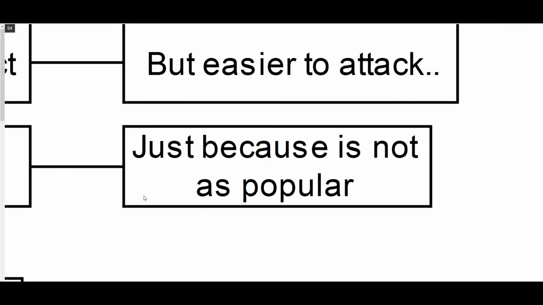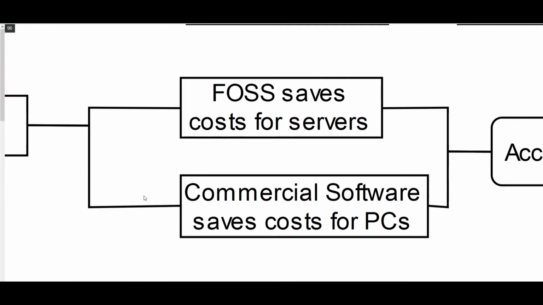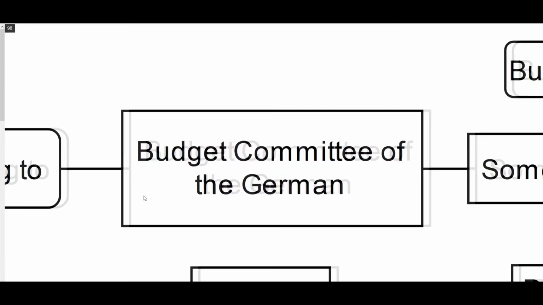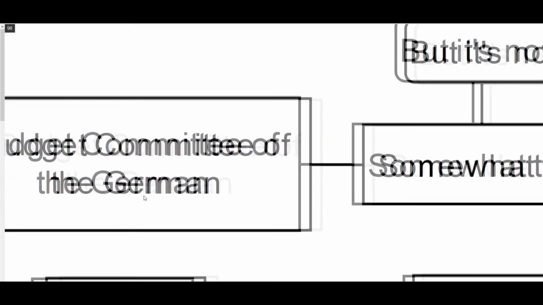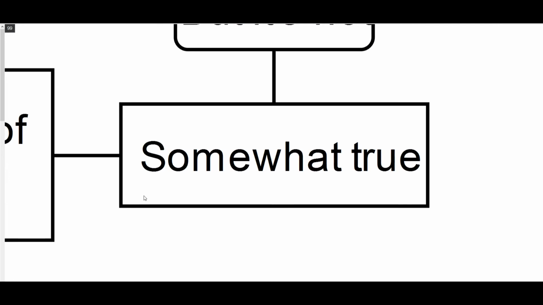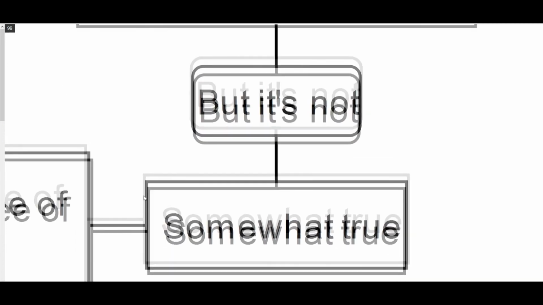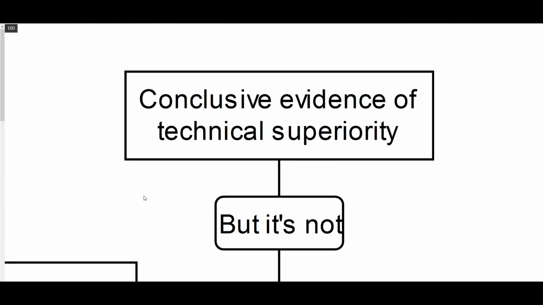Now let's move to the cost arguments. The cost argument says that the free open software saves cost for servers, while commercial software saves cost for PCs. And according to the Budget Committee of Germany, this statement is somewhat true. But they are not taking into account several factors like instruction, learning curve, adapting the infrastructure to free open software. So it's not a conclusive evidence of technical superiority.